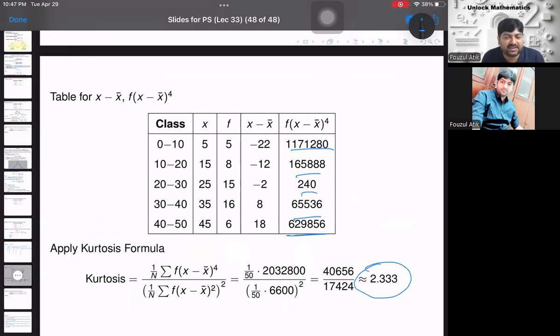So this value is less than 3. So it has a flat peak, right? So from this data, we can easily see that, okay, compared to the normal distribution, it has a little bit flat peak. I hope it is clear.